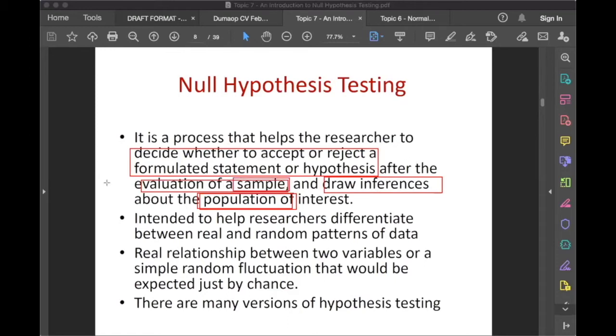All right. Another thing, it is intended to help researchers differentiate between real and random patterns. So this is a very interesting bit. When we are talking about associations, relationships, or, for example, differences, in a nutshell, all of these things pertain to patterns, right?